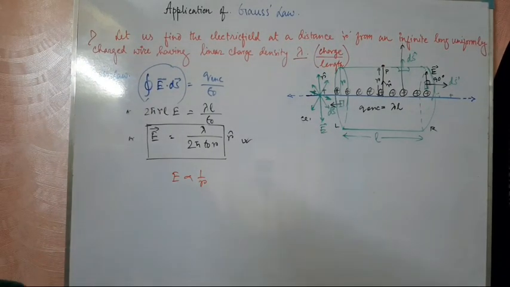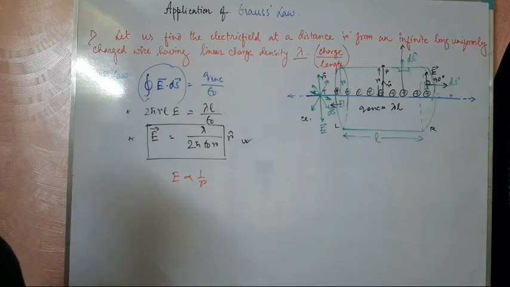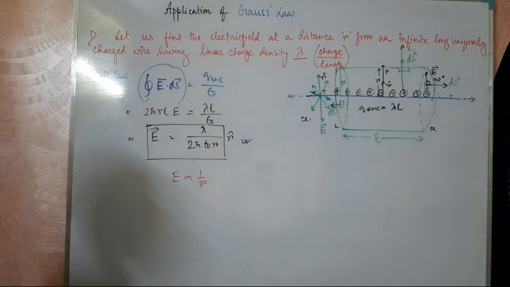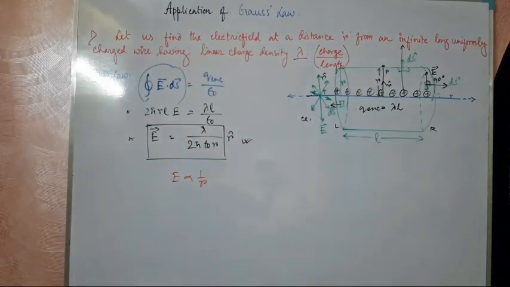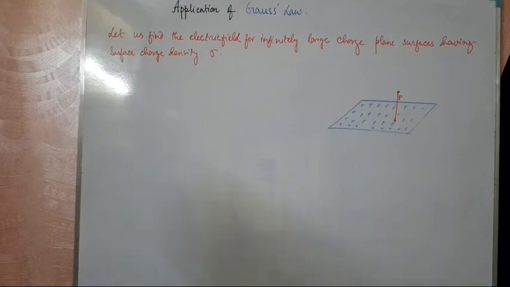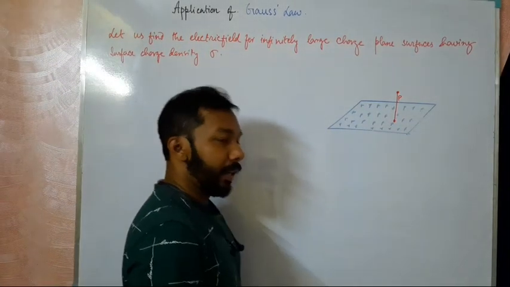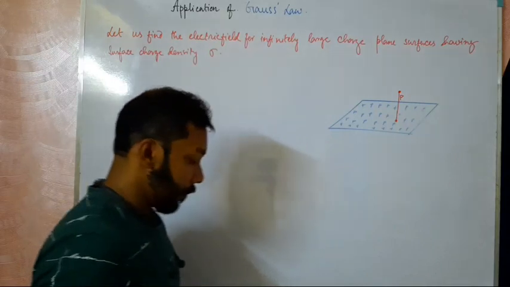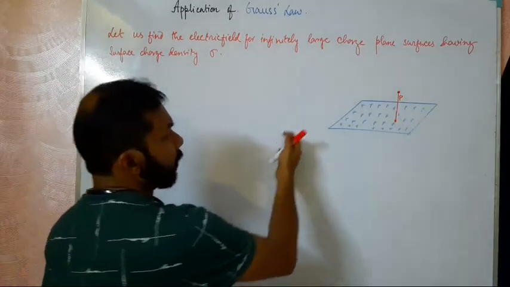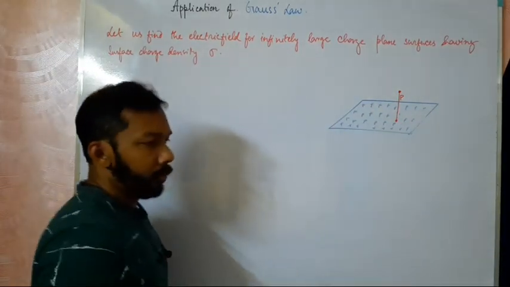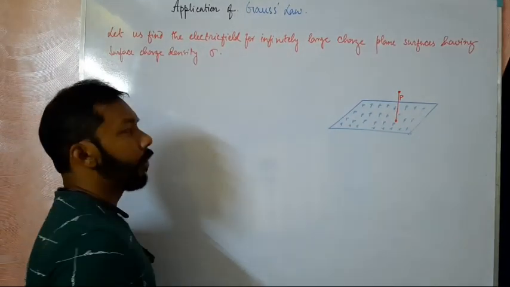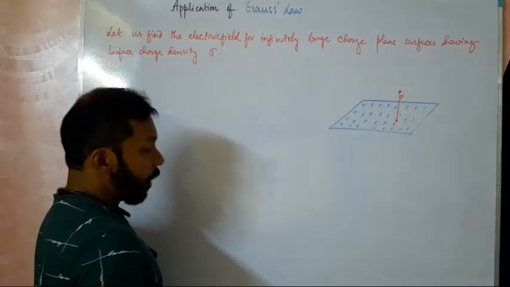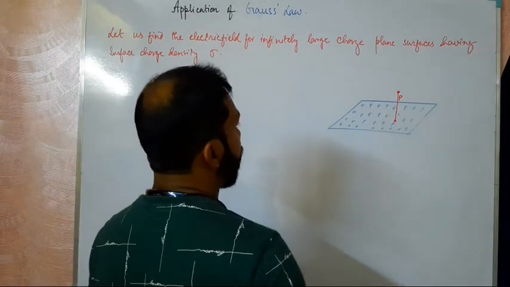Now moving to the next application, we shall find the electric field for an infinitely long charged plane. So here is our problem. We have to find the electric field at point P. Let us suppose this is a very large plane containing charges. The uniform surface charge density is sigma, and we need to find the electric field at a point P.